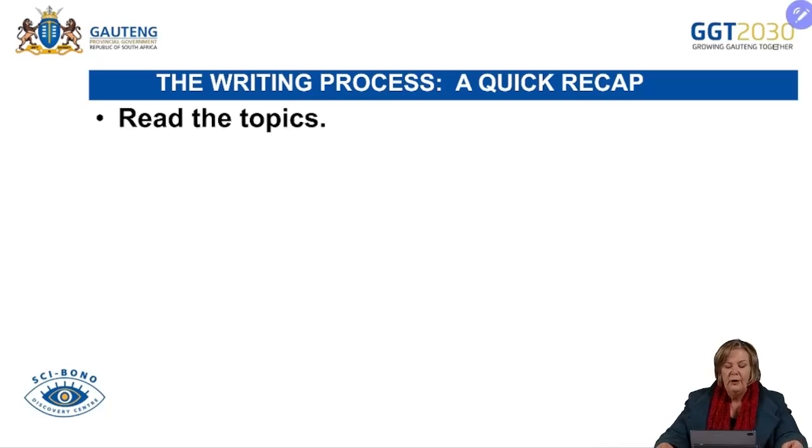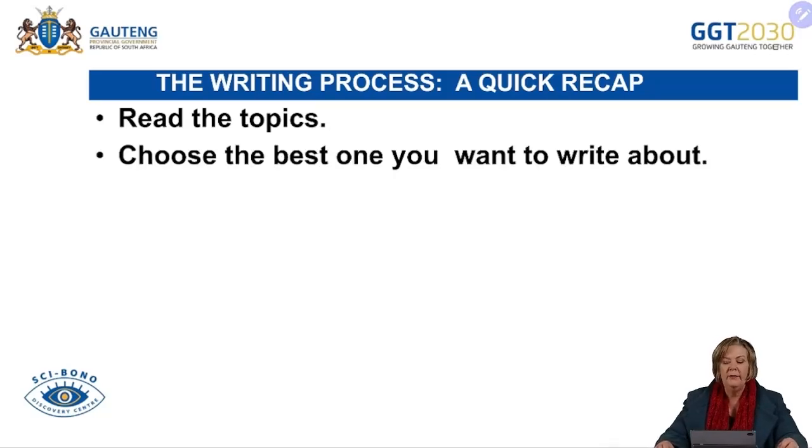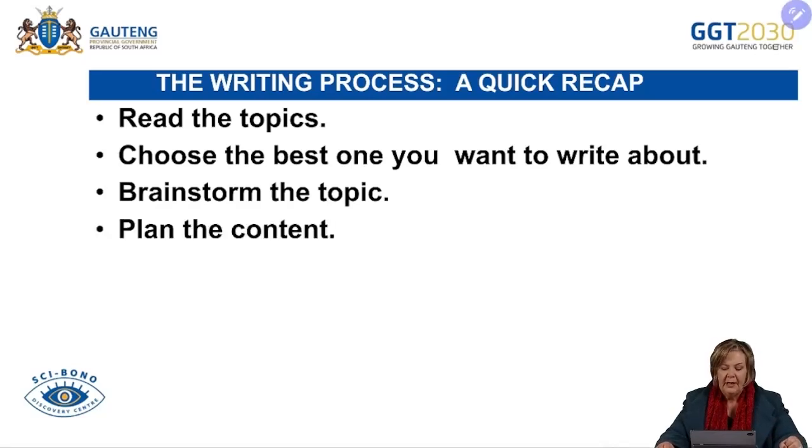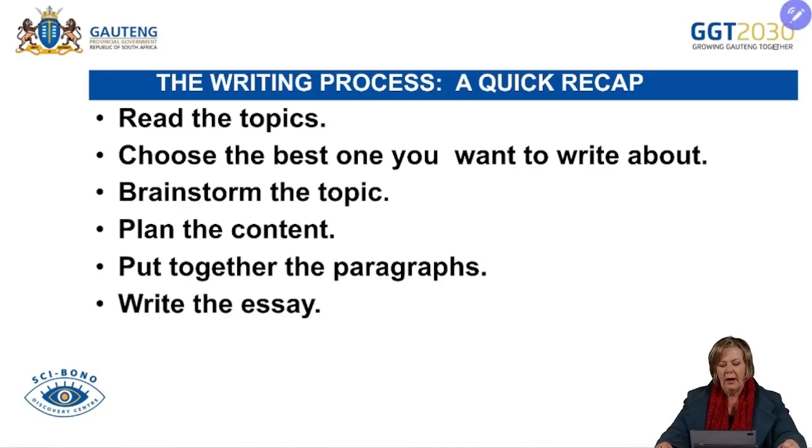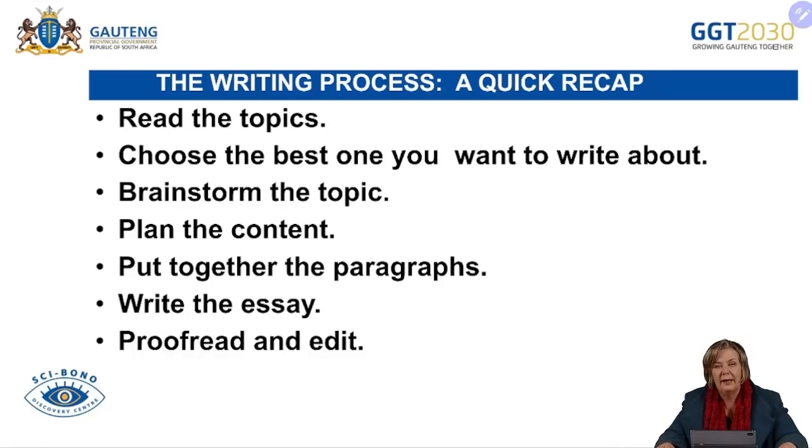Now, let's look at the writing process again. Just a quick recap to refresh your memories. First of all, when we get the question paper, we read the topics, we choose the best one that you would like to write about. You brainstorm the topic. Remember, that's when you write down all the weird and wonderful ideas that pop up in your mind. And then you plan the content, and that's when you organize all those ideas, fresh ones, new ones, ones that you've been using for quite some time. You put all of them together to create your essay. Then you put together your paragraphs, and then you write your essay. Very easy peasy. Now we come to the proofreading and editing section.